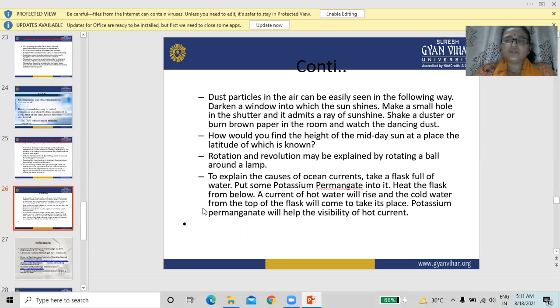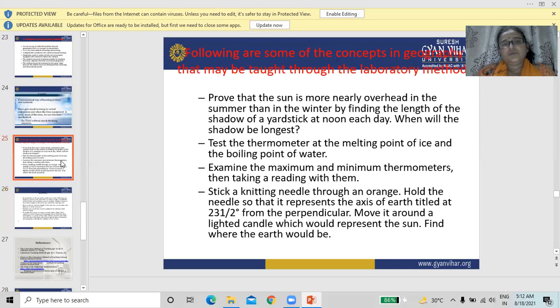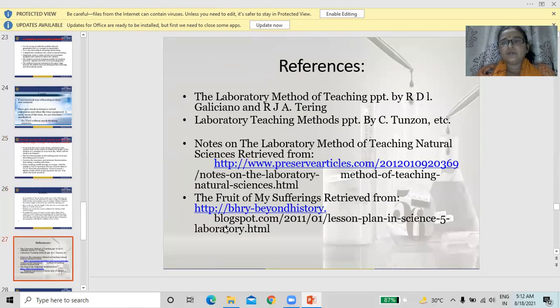These are some examples of geographical concepts that may be taught through the laboratory method. These are the references of the laboratory method. You should go through them for further, more detailed knowledge of the laboratory work.